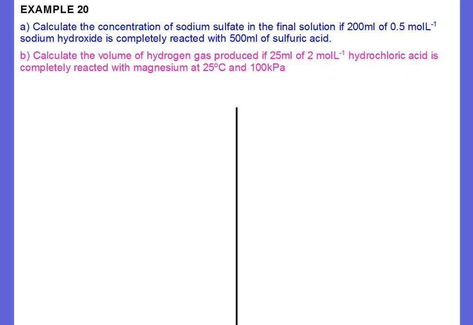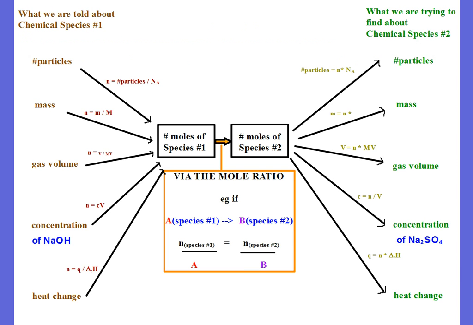So looking at this first question here: calculate the concentration of sodium sulfate in the final solution if a certain concentration and volume of sodium hydroxide is reacted with a certain volume of sulfuric acid. If we look at this model again, in this sort of question we've been given something about species 1. We know the concentration and volume of sodium hydroxide. So that's our clue. We've got to find the moles of species 1, which in this case is sodium hydroxide.